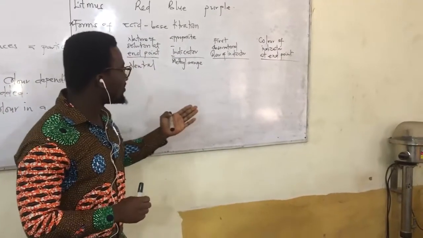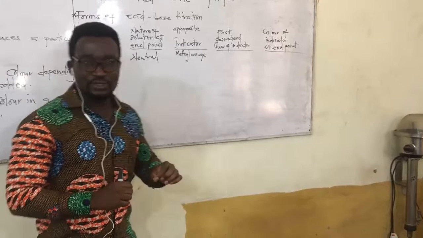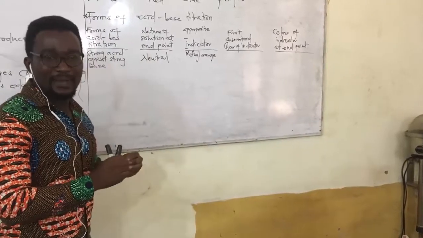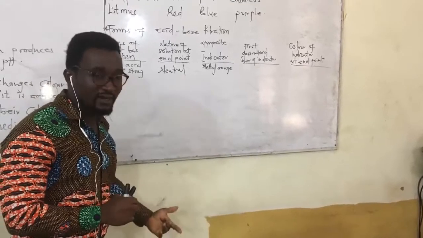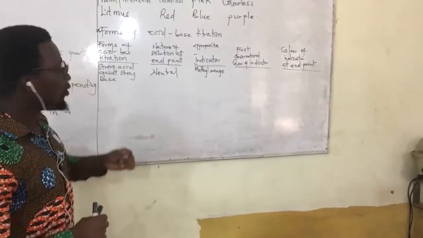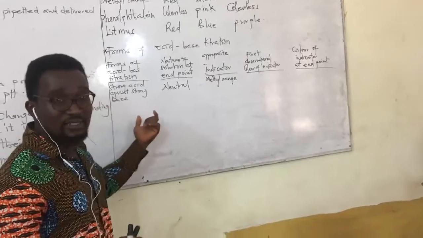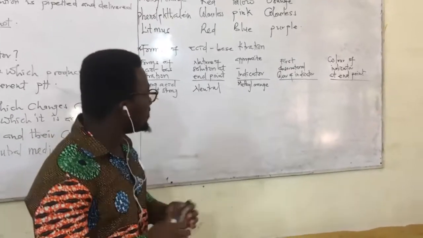Now let's look at our first observational color, that is in the aliquot. The standard solution that will be pipetted and then delivered into the conical flask is what we term as the aliquot. So what is the nature? That is the base. The base will be pipetted.